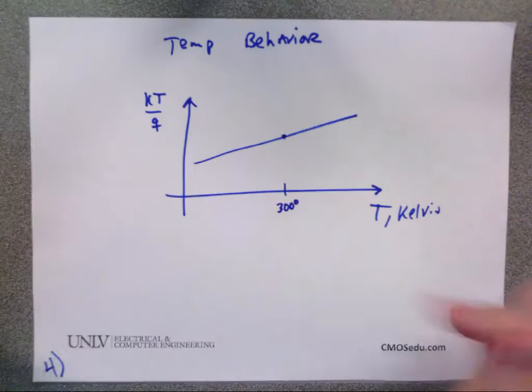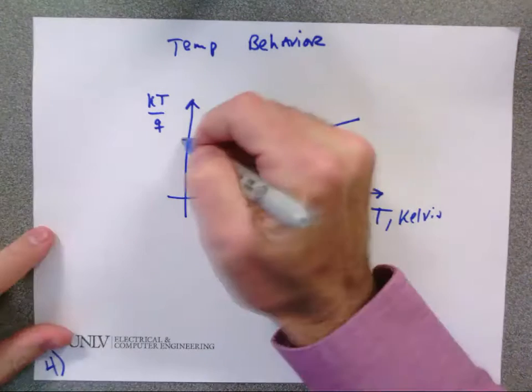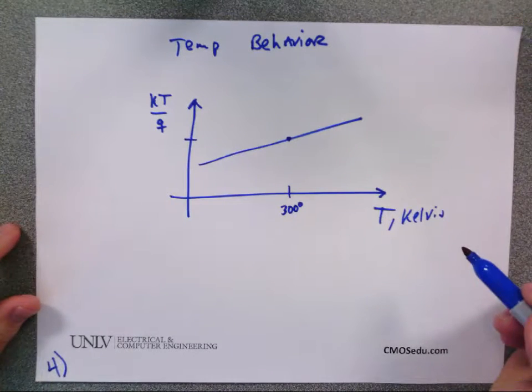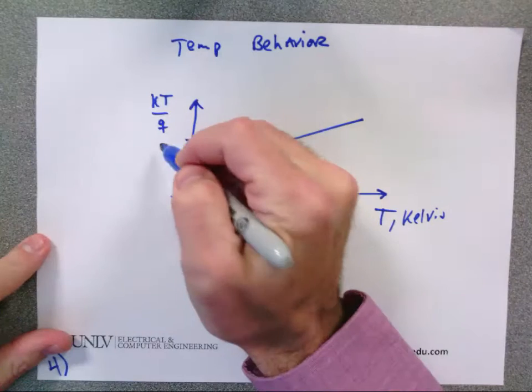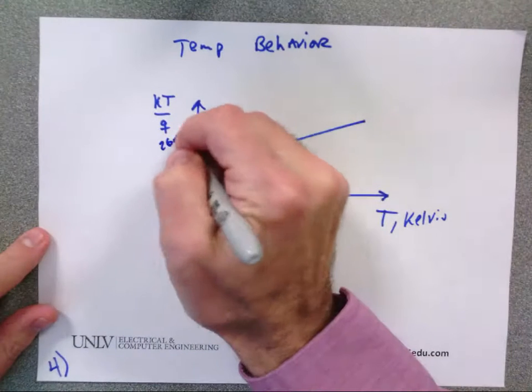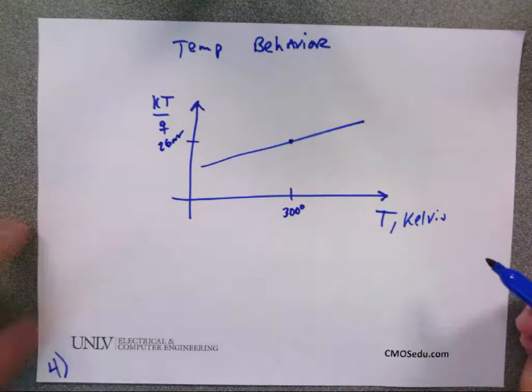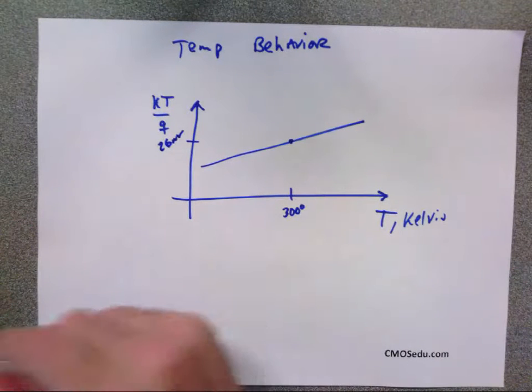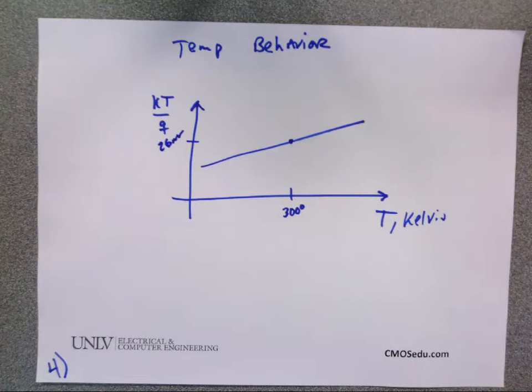Any questions on this? Oh, and what is that roughly at 300 degrees? About 26 millivolts. Any questions? Common interview question. How does thermal voltage change with temperature? It increases with temperature. How does VT change with temperature?